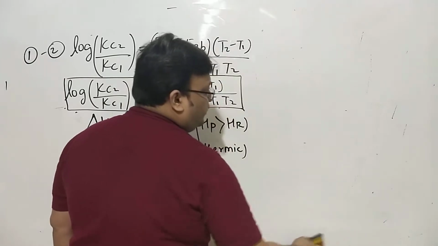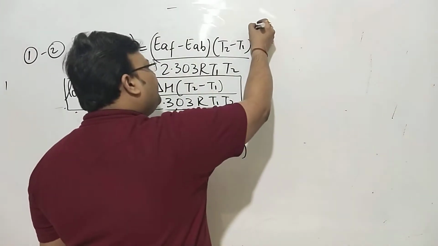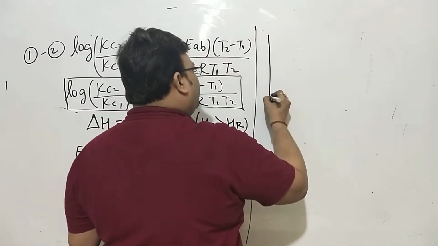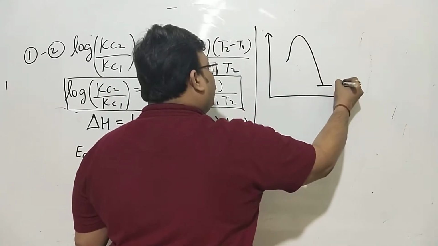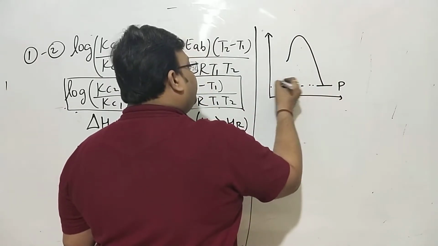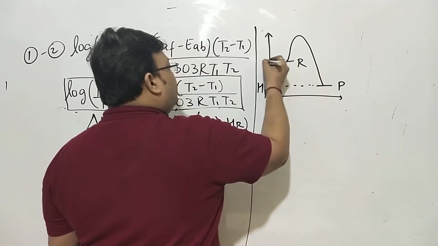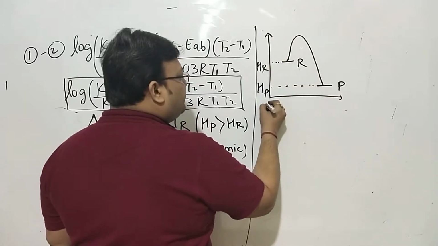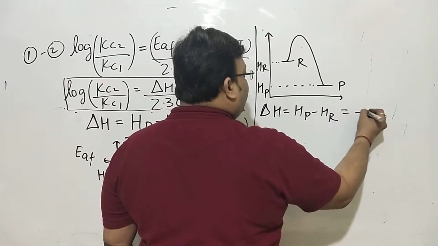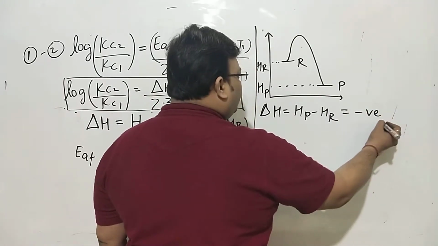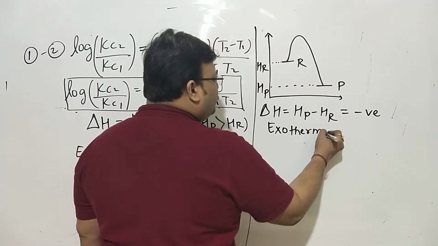And in an exothermic energy profile, which I want to draw here, product will have lower energy state than reactant. So if this is HP, heat content of product, and if this is HR, naturally this time delta H is equal to HP minus HR will be negative, and when it's negative, it's an exothermic reaction. Delta H negative is exothermic reaction.